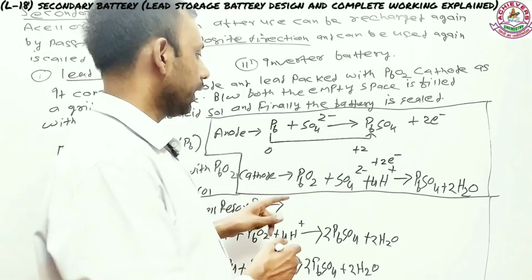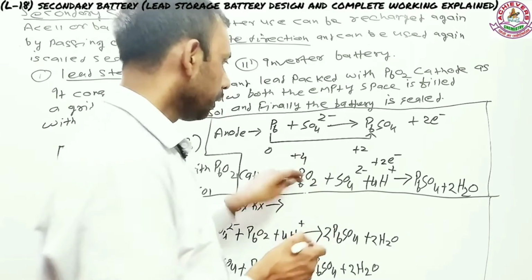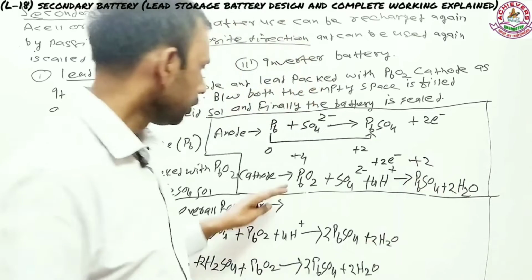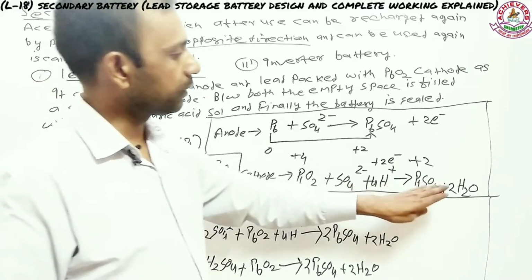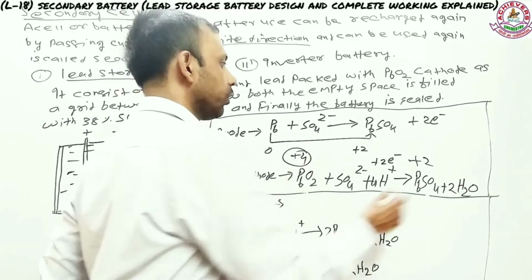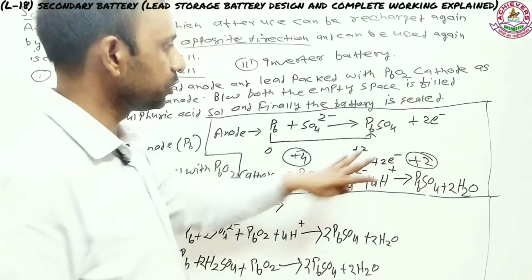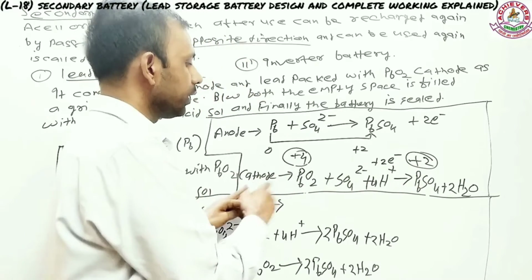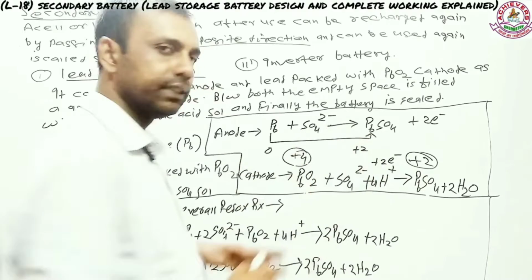On the second part, what happens? The oxidation number of lead here is +4, but there lead has +2. So what happened? Lead oxide reacts with sulfate ion and 4 hydrogen ions, and this converts into lead sulfate and water. So we see that the oxidation number is changing from +4 to +2. So this is a kind of reduction. So on the cathode, lead undergoes reduction, and on the anode, lead is undergoing oxidation.